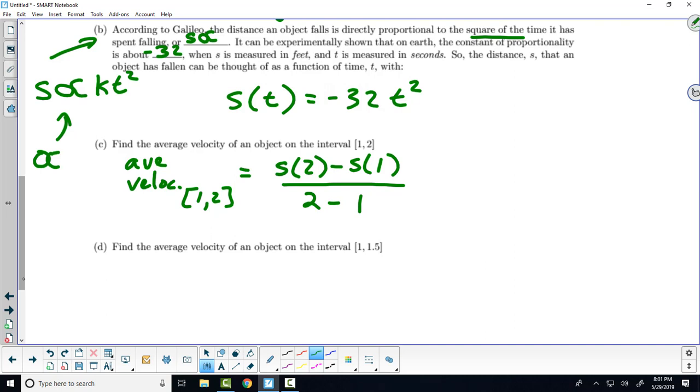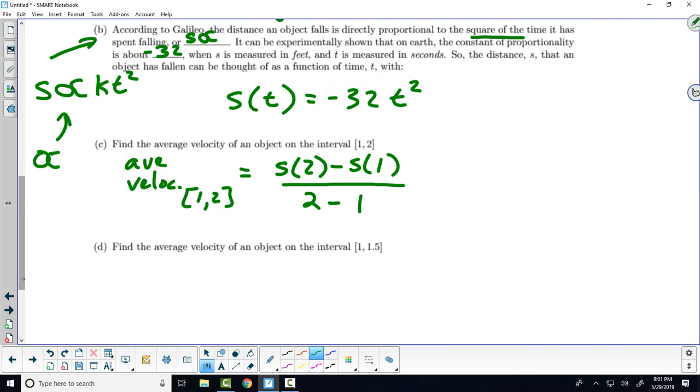What does s of 2 represent? It represents the distance the object has fallen after 2 seconds have passed. What does s of 1 represent? How far it's fallen after the first second. So what's their difference? The change in position between the first and second second, right? All over the total time that it spent falling. Well, that was 1 second.